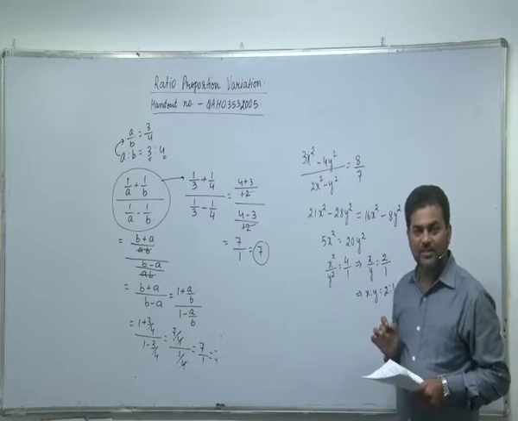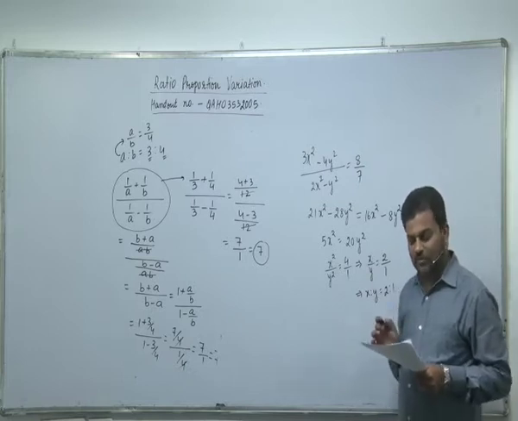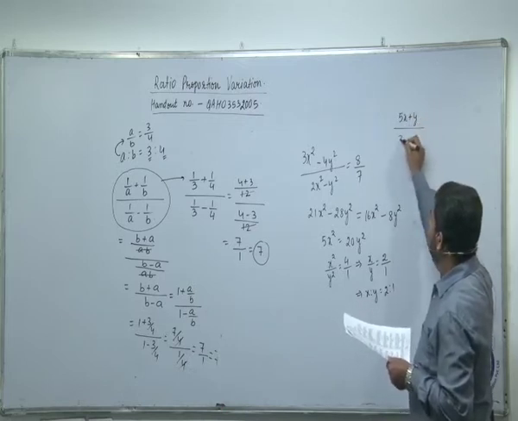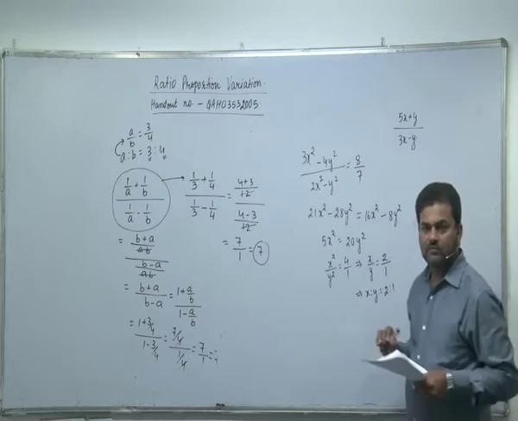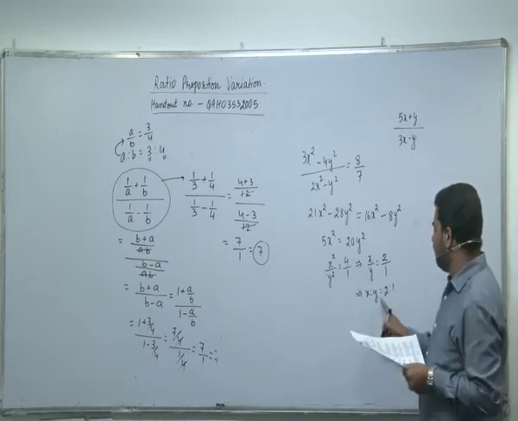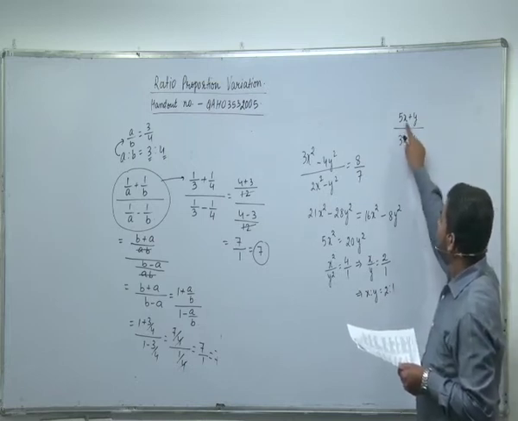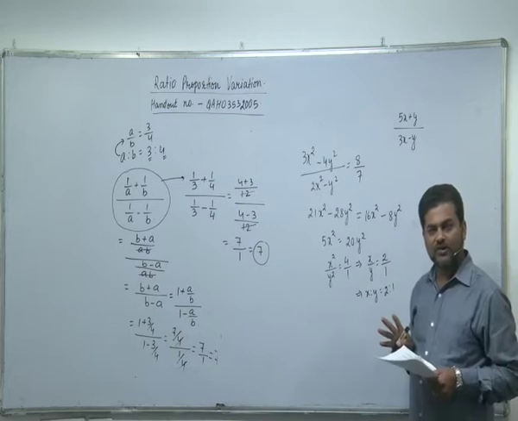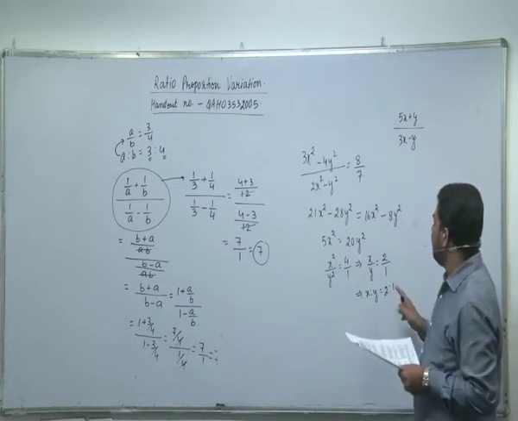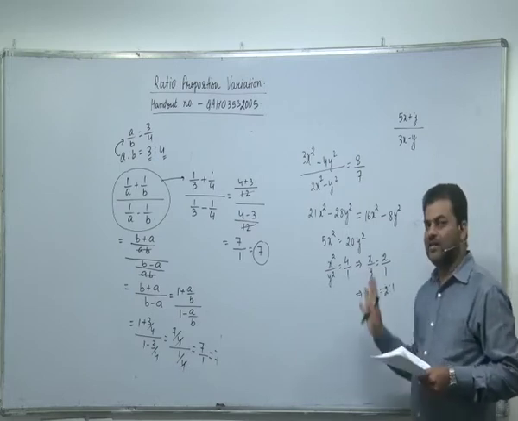And what is the question asking for? It is asking for (5x plus y) divided by (3x minus y). Can we do the same logic that we did in this question? We already have x is to y is 2 is to 1. So the order of the numerator and the denominator is same. The order is 1 in the numerator as well as the denominator. So we can simply put the value of x as 2, y as 1, and we'll get the answer comfortably.